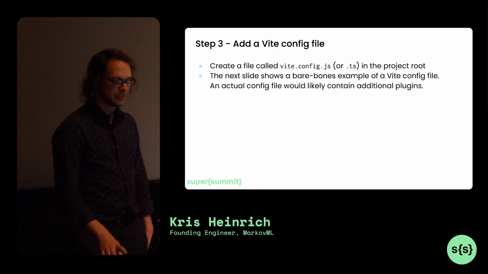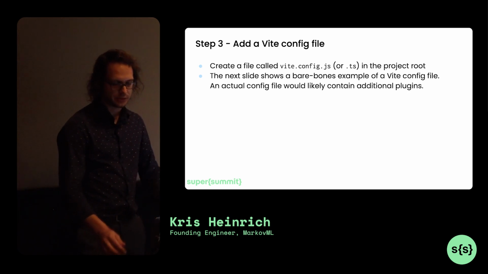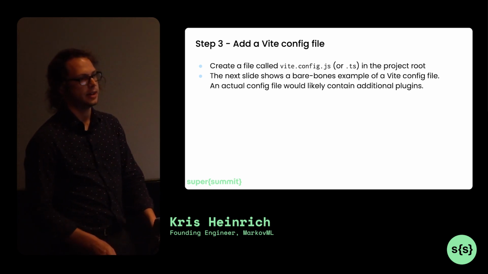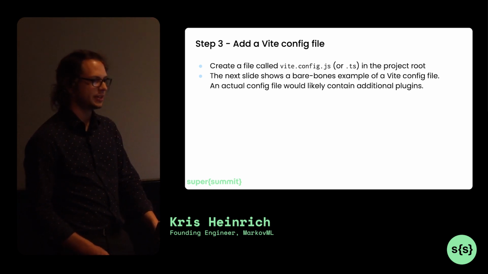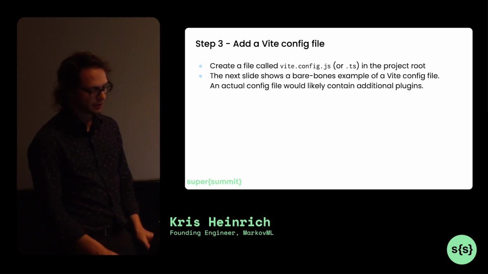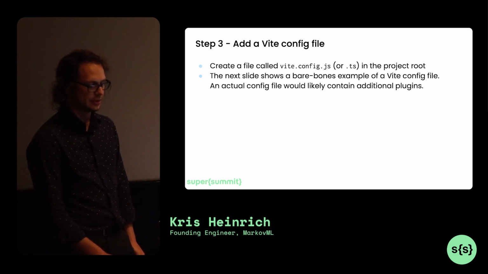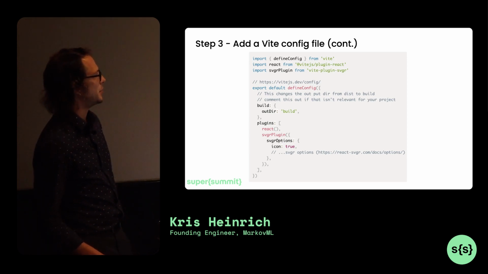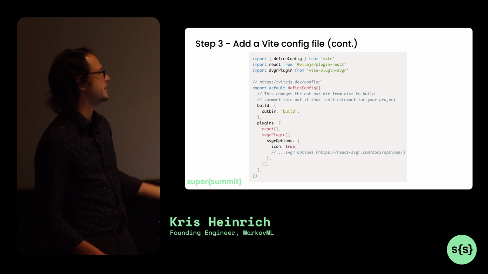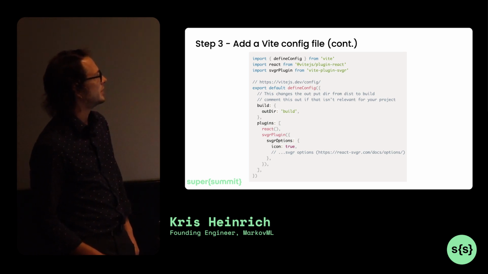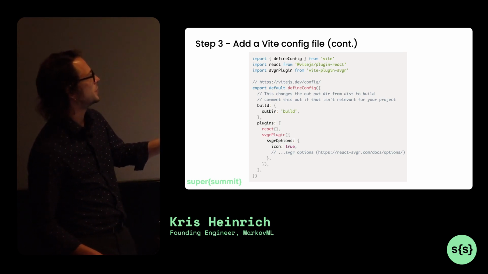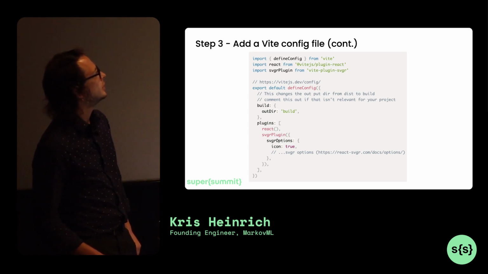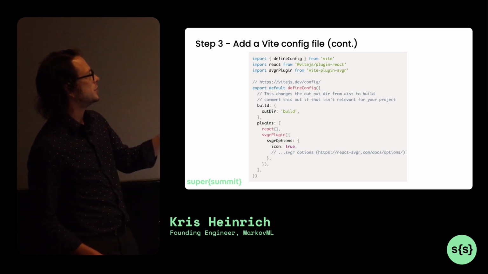Okay, after you've updated your package.json, Vite itself needs its own configuration file. This is basically where you're specifying any plugins that you want to integrate with. So you'd create a new file called vite.config.js in the project root. And I'll show an example of a bare bones configuration file. Again, you'll need as many plugins as your dependencies require, but minimally, this is what the config file would look like.